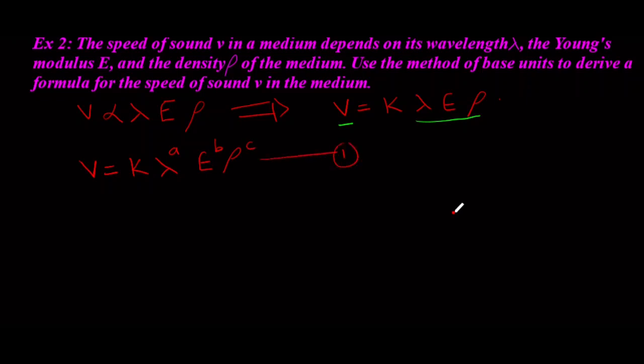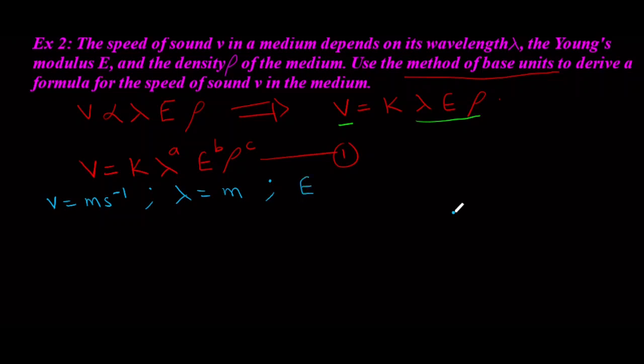The next thing now is to follow the condition of the question. The condition given here is that we should use the method of base units to solve it. So we are going to use the method of base units. That means we are going to obtain the unit for velocity, wavelength, Young's modulus, and density. The unit for velocity is meter per second. What is the unit for wavelength? That's the length of the wave. It is also in meter.